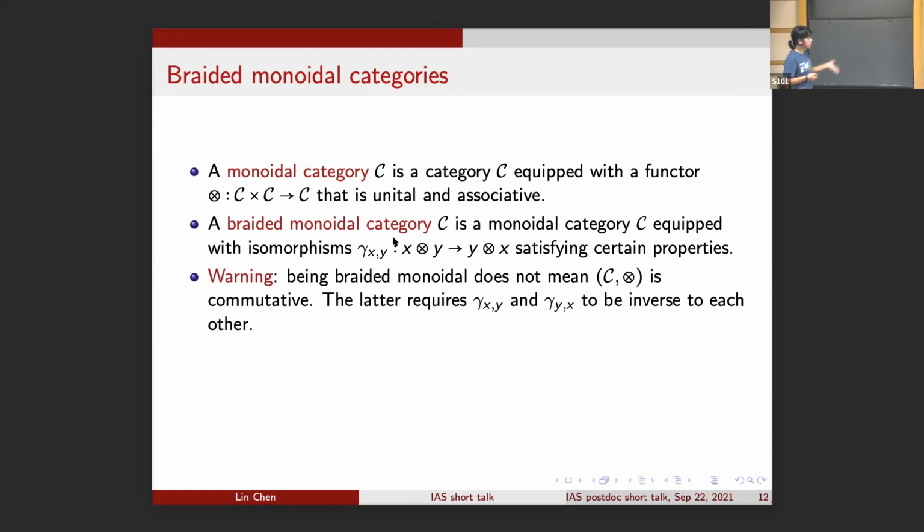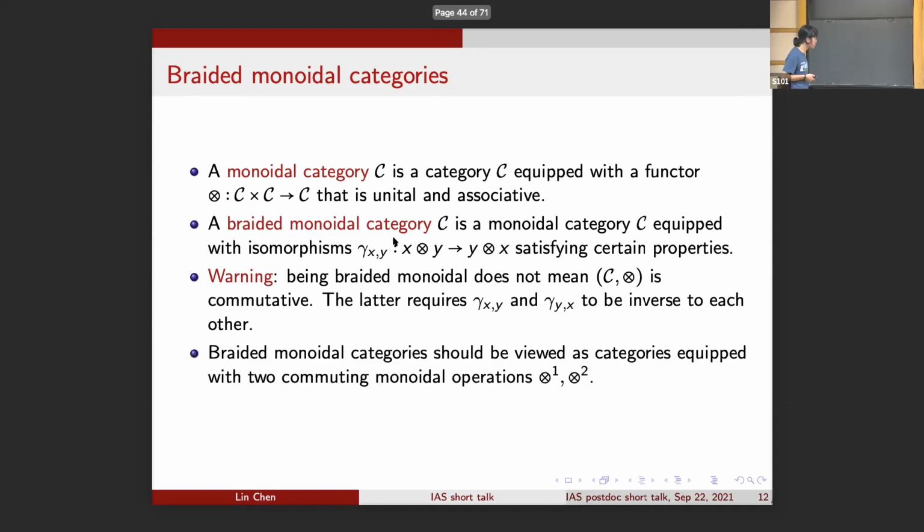To have the commutativity, you need to require the gamma XY and gamma YX to be inverse to each other. But in the definition of braided monoidal category, you do not require them. So instead, braided monoidal categories should be viewed as categories equipped with two commuting monoidal operations. It is a fun exercise to see indeed these things are the same, but I will not show you here. And since you have two commuting monoidal operations, these things are known as E2 categories.